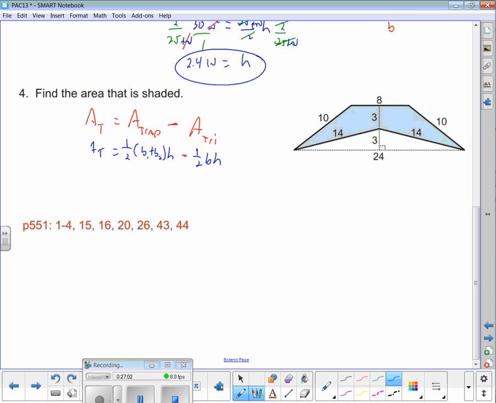What's the value of the height of the triangle? 3. Be careful. Use the right values. You'll have problems like that.